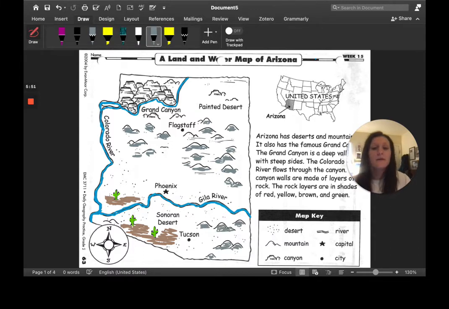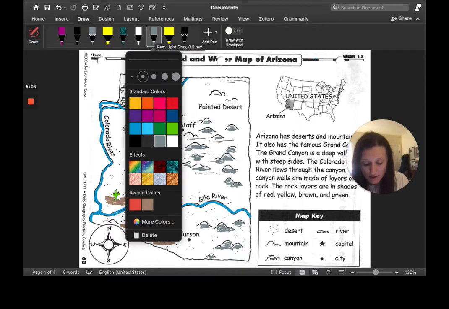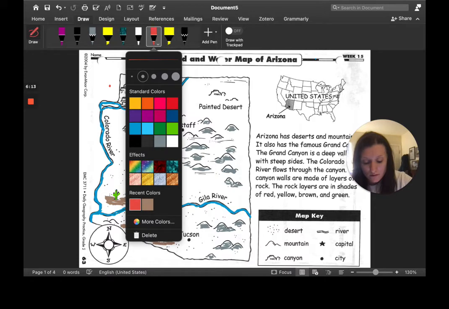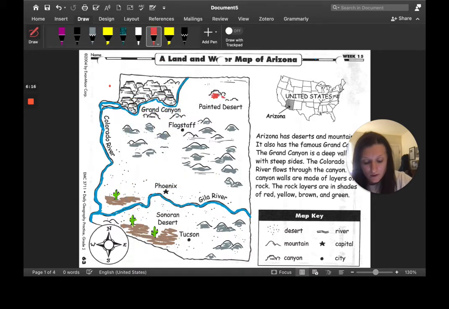All right. And then some other land features that we have are the Painted Desert, which is a national park, and we have the Grand Canyon, which is also a national park. So let's take this light red color here, and we'll fill in these two spots. Again, these are probably places that many of you have visited before.